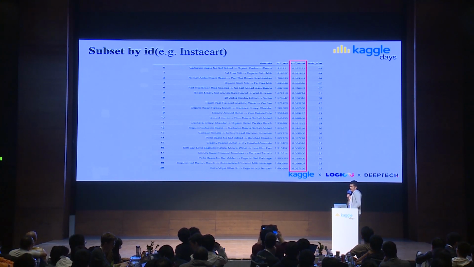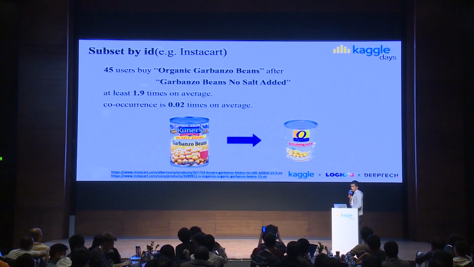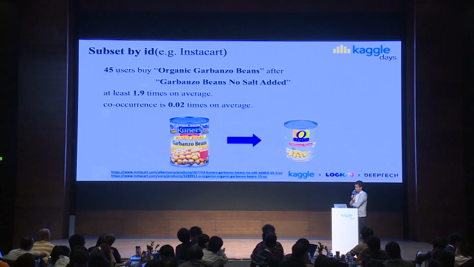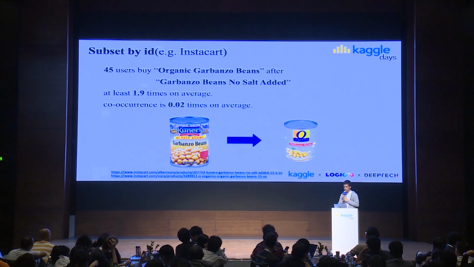So I just set a threshold for the co-occurrence, and the result is here. This table says 45 users buy organic garbanzo beans after garbanzo beans no salt added, at least 1.9 times on average. Co-occurrence is 0.02 times on average. So nobody wants to buy these items at the same time. I think this is a good example of replacement.